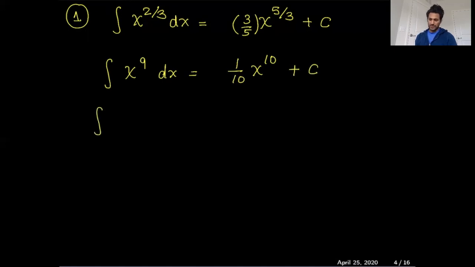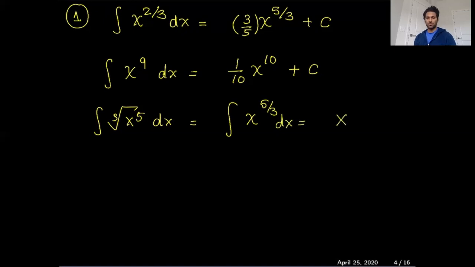Here is a bit more challenging question. What is the antiderivative of the cube root of x to the power 5 dx? Before I calculate the antiderivative of this function, I will simplify. So this is x to the power 5/3 dx. Now I will use the power rule. So this will be x to the power 5/3 plus 1, which is 8/3, and I will flip the 8/3 and add a constant c.